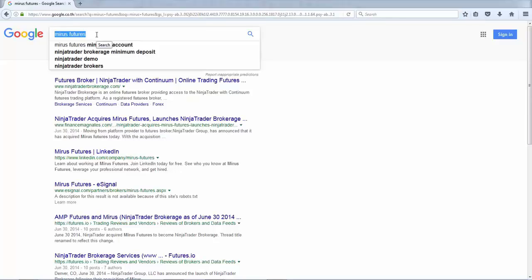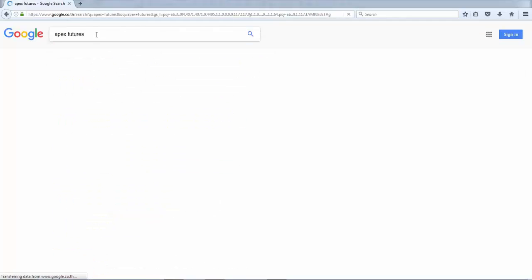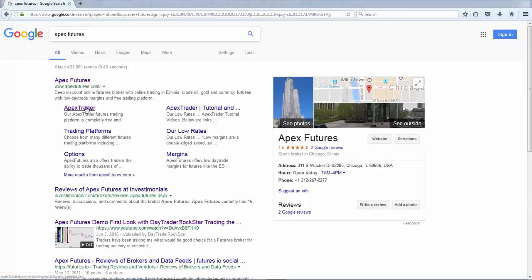If you want to use the same software as I'm using, but do it for the cheapest price, I recommend Apex Futures. They have Apex Trader right there. It's the same exact software. You can see it right here. Same exact software as I'm using.